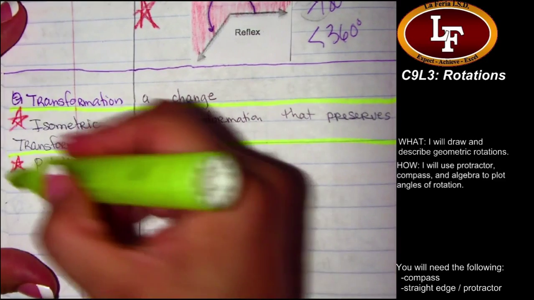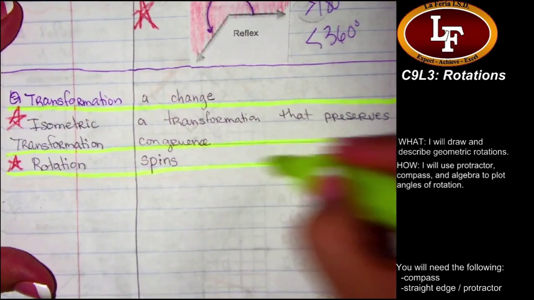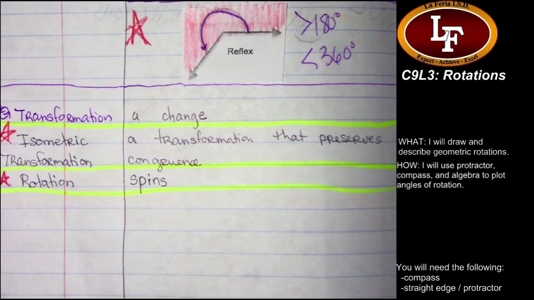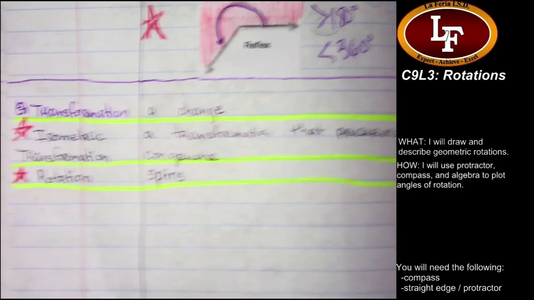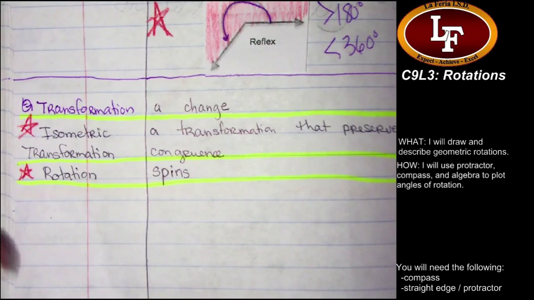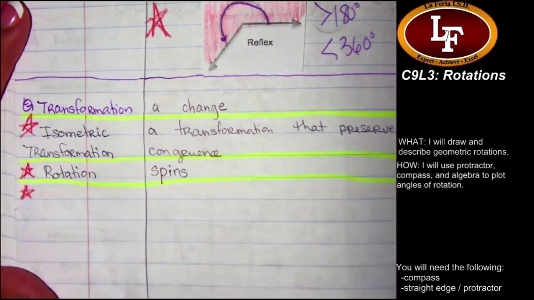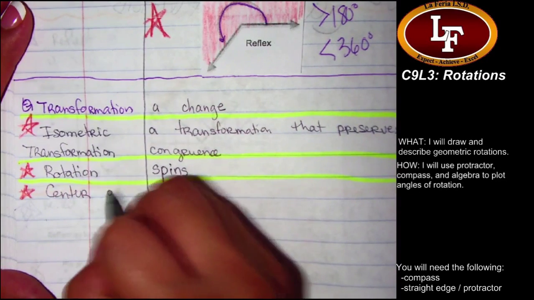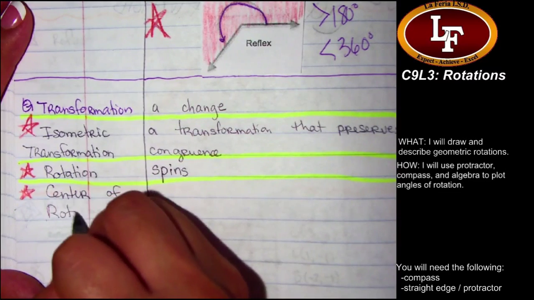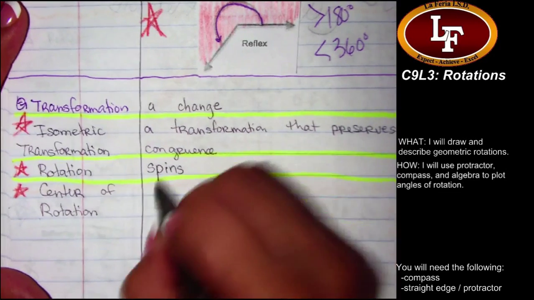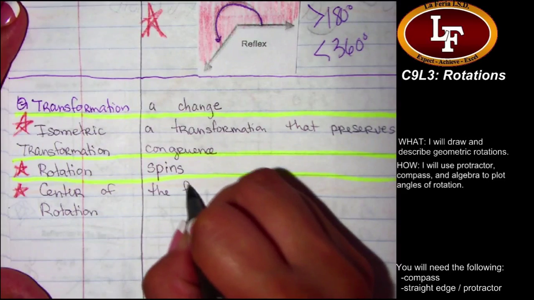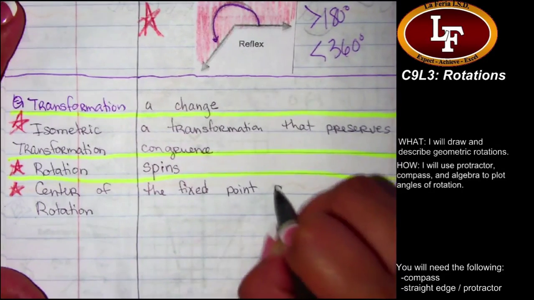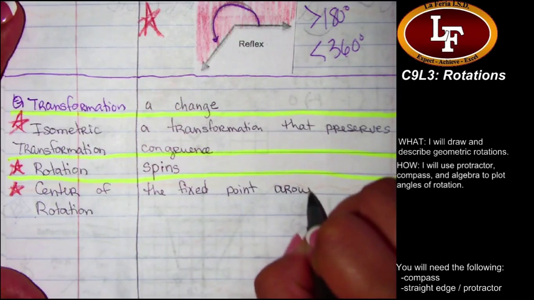But as we are working to construct rotations and as we're looking to talk about them, we have to discuss 3 important aspects of rotations before we can actually get into it. Here's the first one. The first thing we need to talk about is the center of rotation. The center of rotation is a point that doesn't move, so it is fixed. And it's the point around which the rotation occurs.